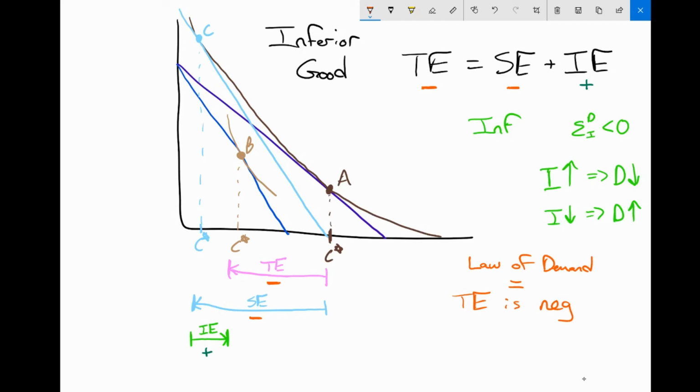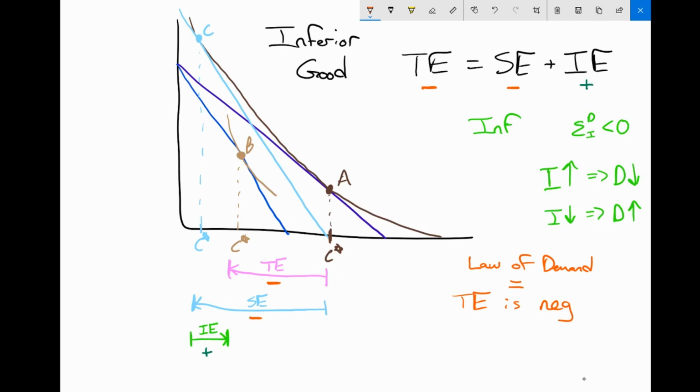When the price of coffee goes up, the demand for coffee goes down. Even if coffee were an inferior good and the income effect was positive, the total effect on demand is negative. All right, that is what we think of when we think of the law of demand. When the price goes up, demand goes down, whether it's a normal good or an inferior good.